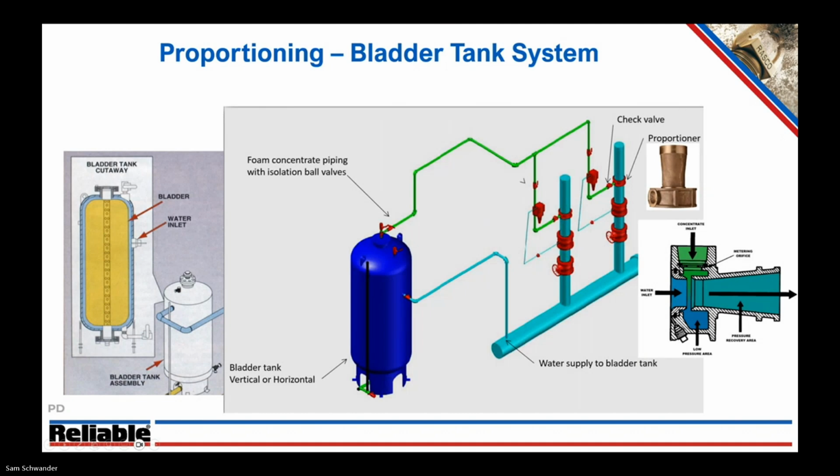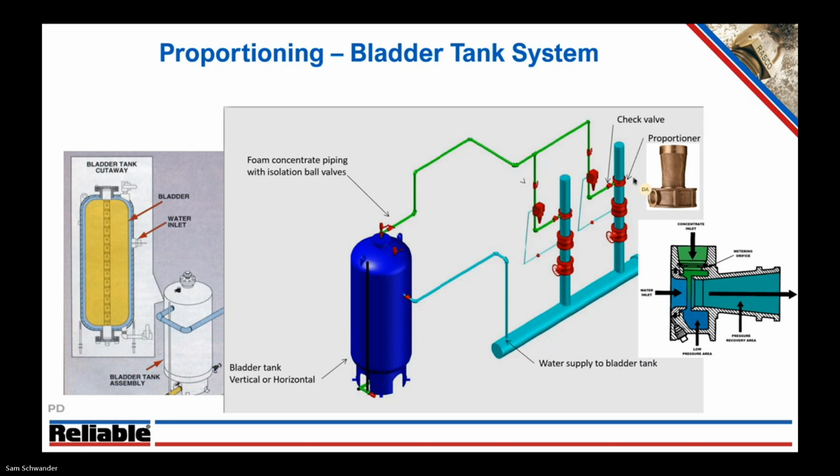All right, so kind of moving into the fixed system side, right? So the good news is we're using similar types of systems to proportion the foam concentrate into the sprinkler system, and most of the time we're using bladder tank systems, right? There are other types of proportioning systems, like foam pump systems, that we don't have time to get into. But generally speaking, we use what's called a balanced pressure principle. We're balancing the pressure of the water in the system with the pressure of the foam concentrate going into the riser.